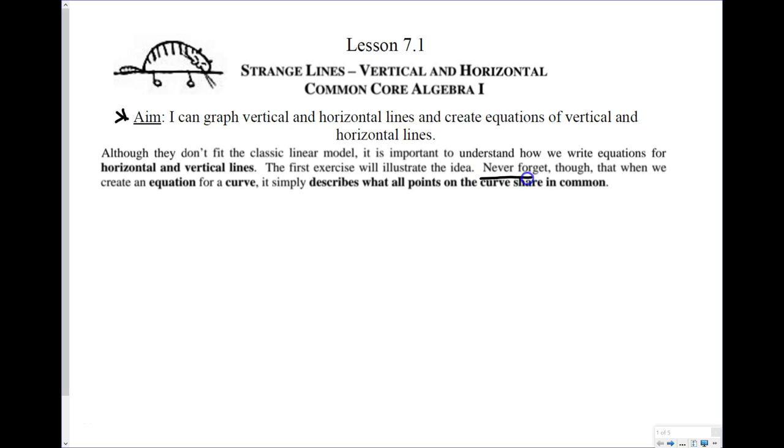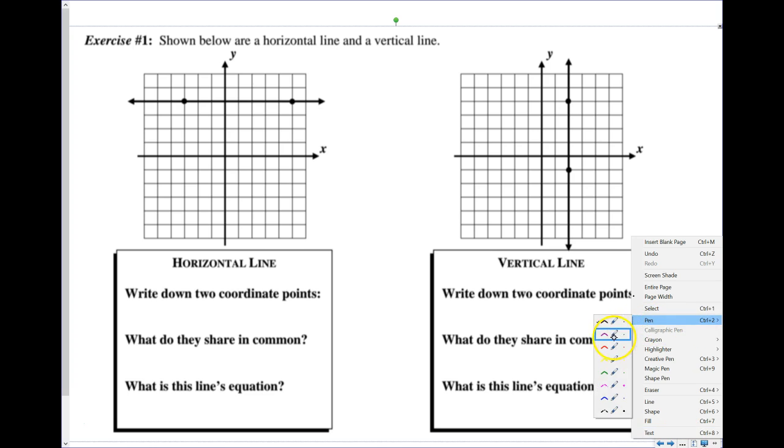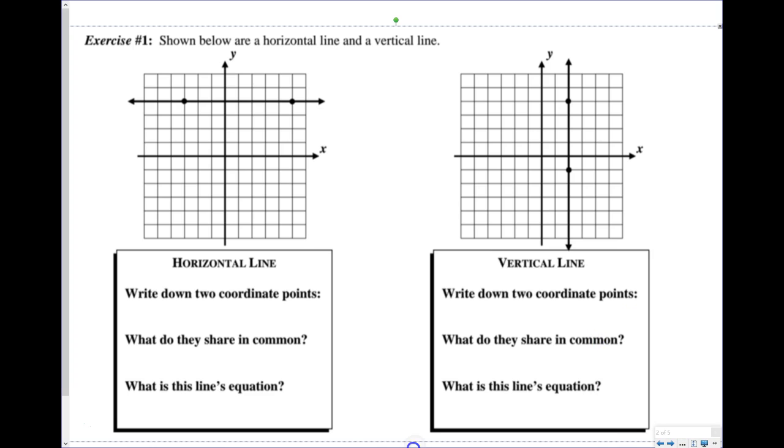Never forget that when we create an equation for a curve, it simply describes what all points on the curve share in common. So let's take a look at exercise 1. Shown below are a horizontal line and a vertical line. So the first thing to remember is what horizontal and vertical is. So this is the horizontal line.